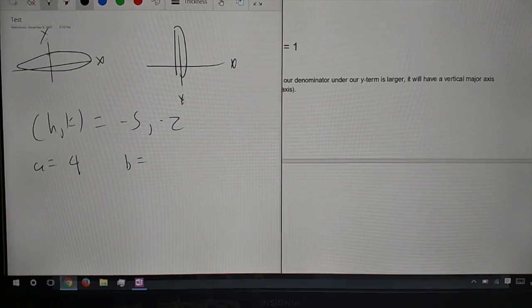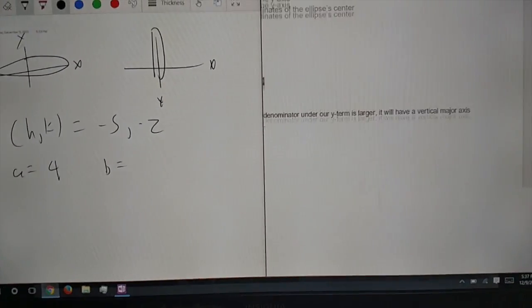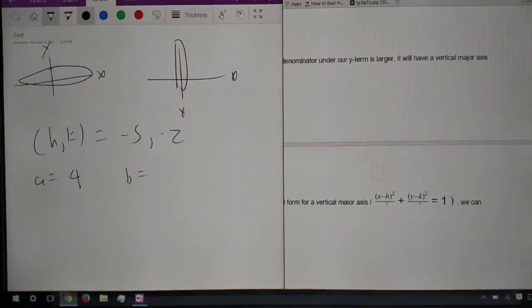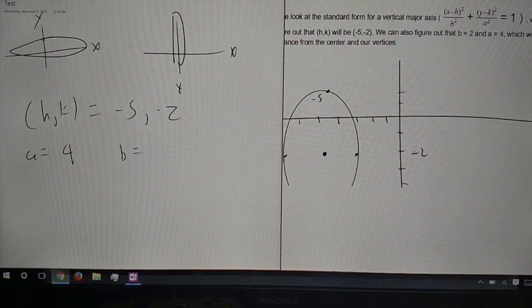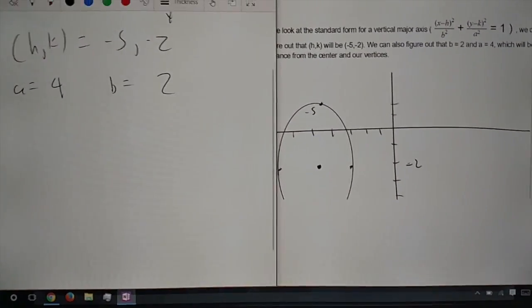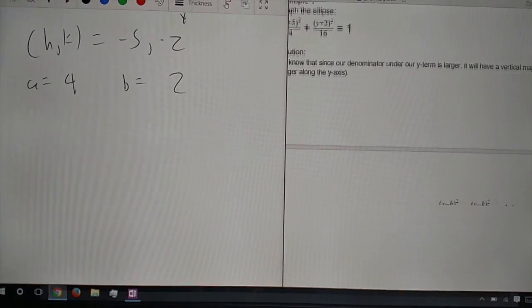Oops. Okay, hold up. I'm having computer issues. Technical difficulties. Oh. Okay, so let's, well, ignore the fact I graphed this. Let's make a new graph.